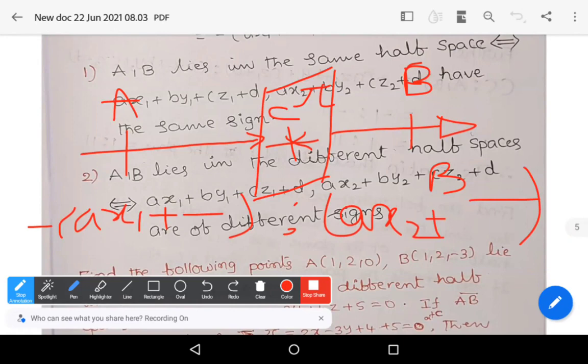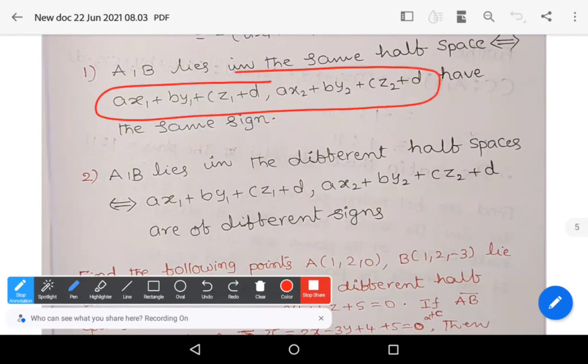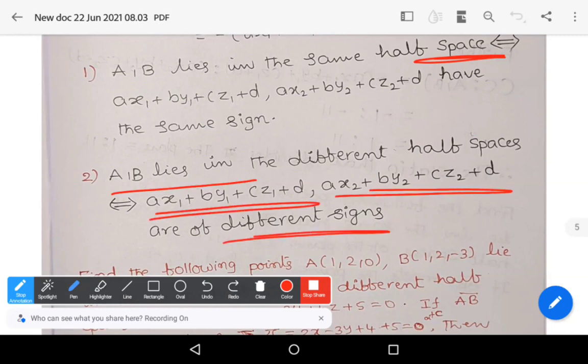If these 2 points lie in the same half space or different half spaces, it depends on the signs of ax1 plus by1 plus cz1 plus d and ax2 plus by2 plus cz2 plus d. If they have the same sign, then the 2 points lie in the same half space, on the same side of the plane, and if A, B lie in different half spaces, then these two values have different signs.